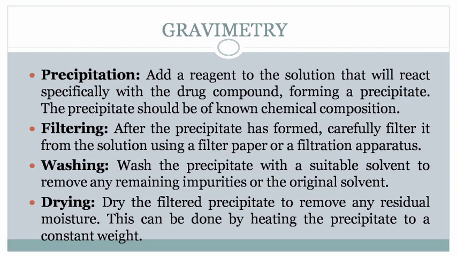Fourth, filtering. After the precipitate has formed, carefully filter it from the solution using a filter paper or a filtration apparatus. Fifth, washing. Wash the precipitate with a suitable solvent to remove any remaining impurities or the original solvent. Sixth, drying. Dry the filtered precipitate to remove any residual moisture. This can be done by heating the precipitate to a constant weight.